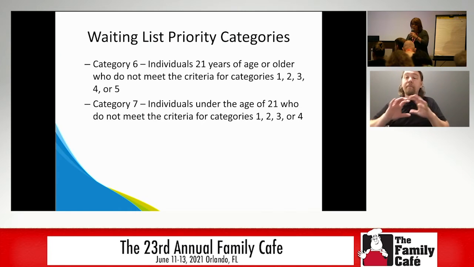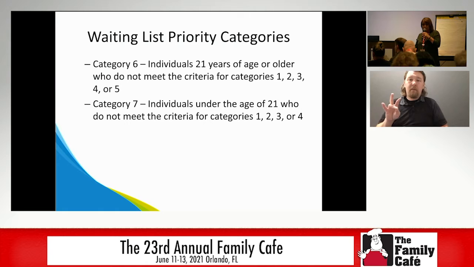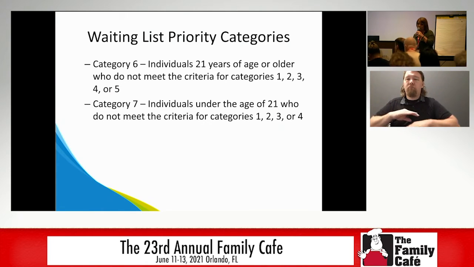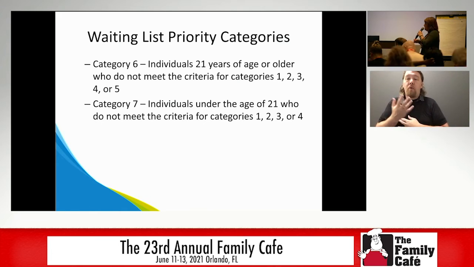Categories 6 and 7 are the remaining categories. So anybody who does not meet the criteria for categories 1 through 5 and is 21 years of age or older will go in category 6. And the same is for anybody who doesn't meet the criteria for 1 through 4, but are under the age of 21, they will be in category 7.